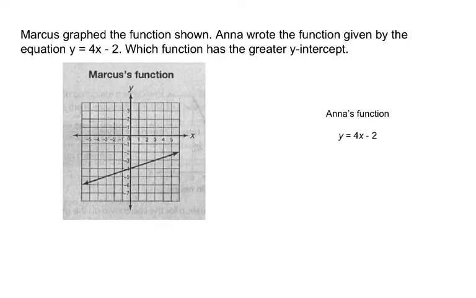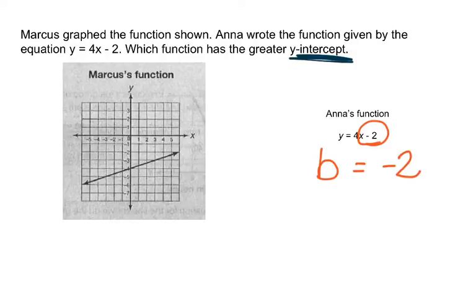Here's another example. Marcus graphed the function shown. Anna wrote the function given by the equation y equals 4x minus 2. Which function has a greater y-intercept? Well, let's find that out. We're looking for the y-intercept. Let's go to the equation first. I think that one's the easiest one to find. In the equation, we know that the y-intercept is the constant. So the y-intercept for Anna's function is -2.